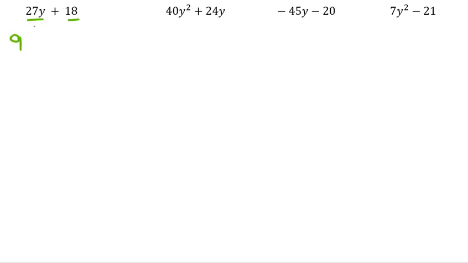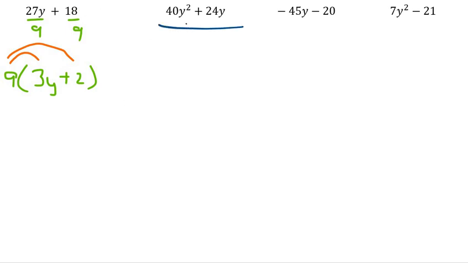So if we divide both of these terms by 9, in fact, I'm going to write this a little bit lower, just so we can see it a little more clearly. So the 9 is going to go out in front. In parentheses, 27y divided by 9 is 3y, and 18 divided by 9 is 2. And you can always check this. 9 times 3y is 27y, 9 times 2 is 18, so we got back to where we started.